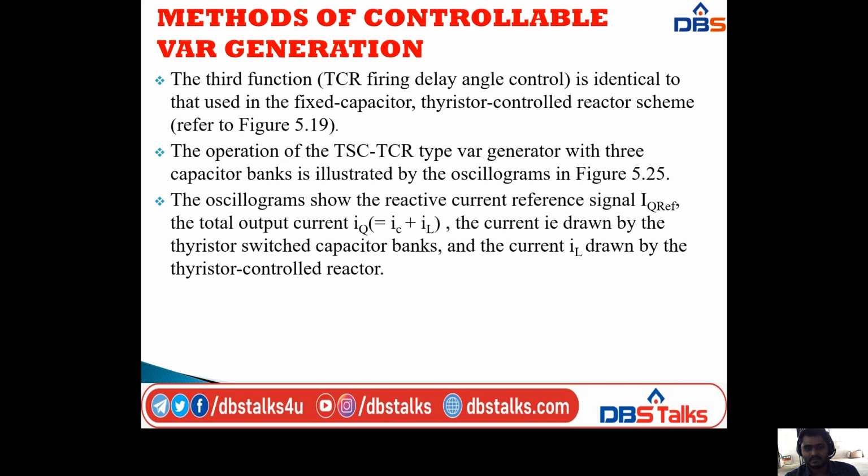The oscillograms show the reactive current reference, that is the reference signal IQ reference, the total output current, that is IQ, the current IC drawn by the thyristor switched capacitor bank, and the current IL drawn by the thyristor controlled reactor. These are all shown on the diagram.